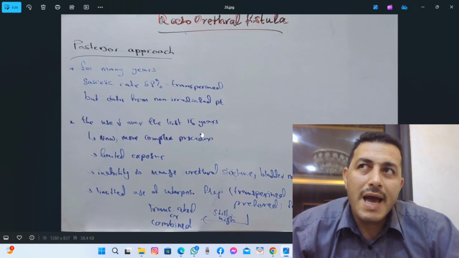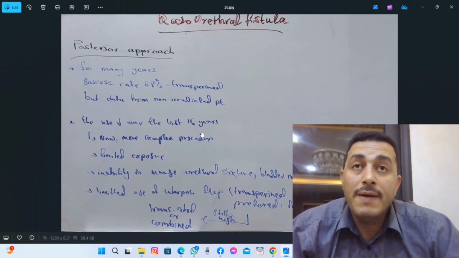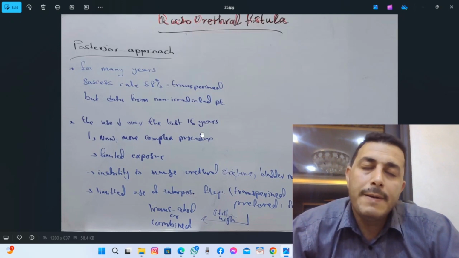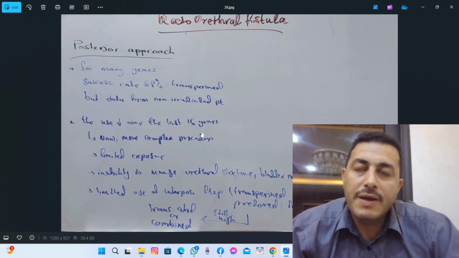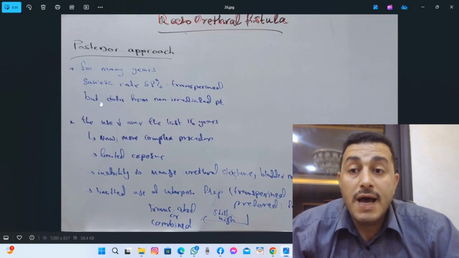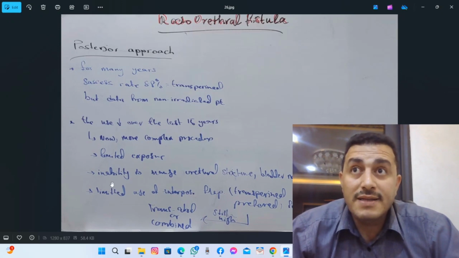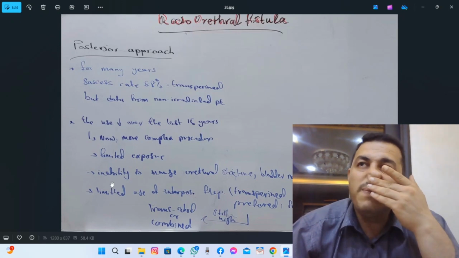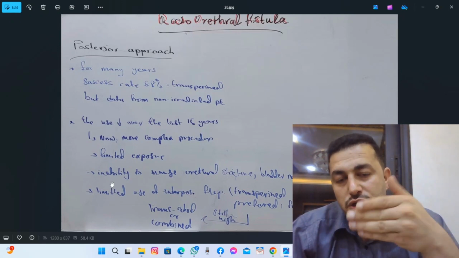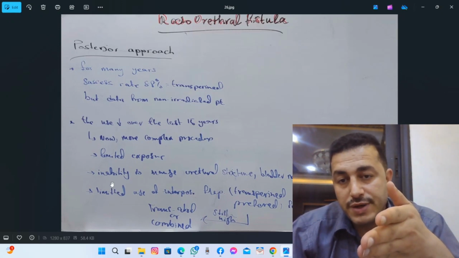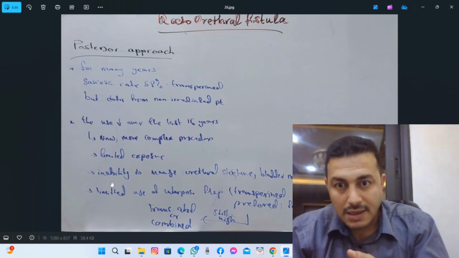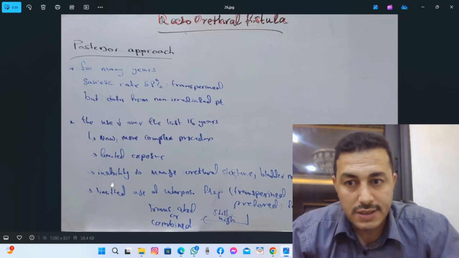Nowadays we actually prefer for complex fistula the approaches that permit us to use interposition flaps. This is the perineal approach. Actually, the posterior approach has limited exposure, and of course we approach to imagine it. First we will reach the posterior rectal wall, we will cut it until we reach the anterior rectal wall.